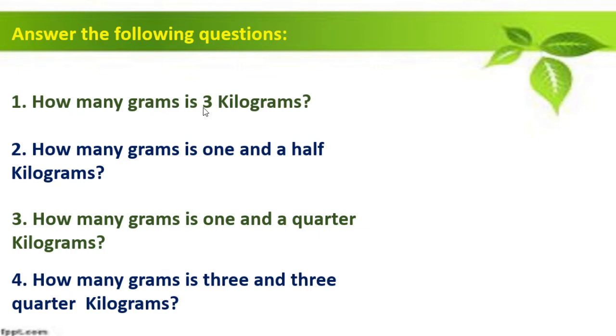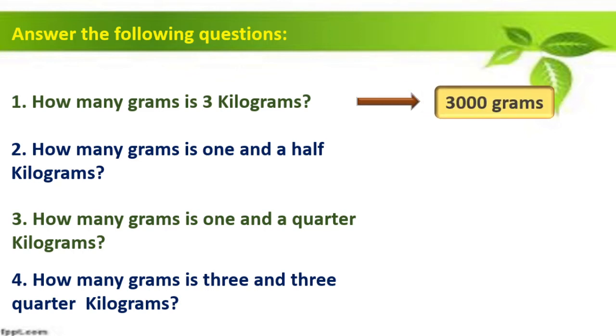How many grams is 3 kilograms? Yes, very easy. This is 3 into 1000. That is nothing but 3000 grams. Very good. Okay. Next one. How many grams is 1.5 kilograms? 1 means here 1000. Half means 500. Very good. The answer is 1500 grams.